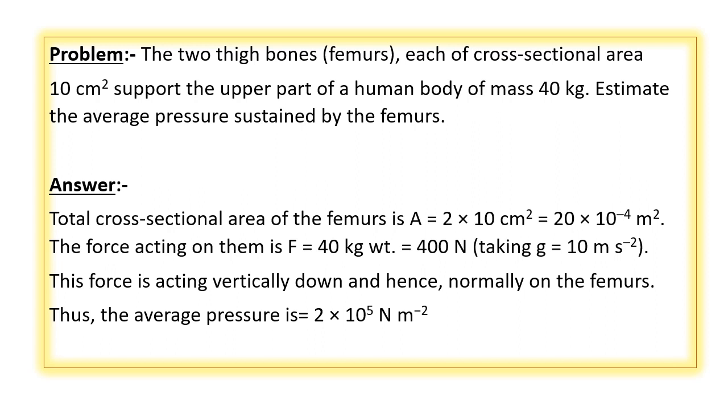The force acting on them is 40 kilogram weight, that means 400 Newton, by taking the value of g as 10 meter per second square. This force is acting down and hence normally on the femur. Thus, the average pressure is 2 × 10^5 Newton per meter square.